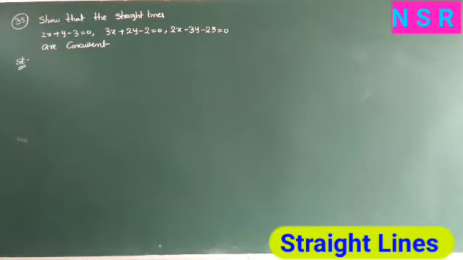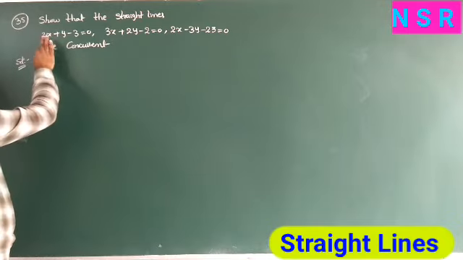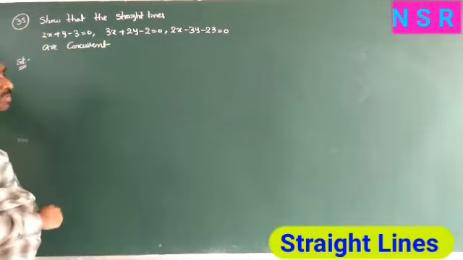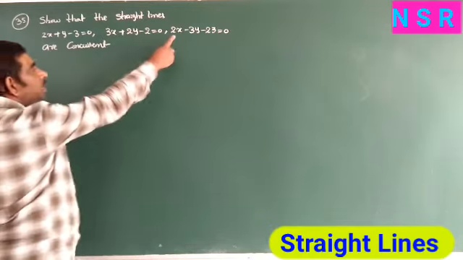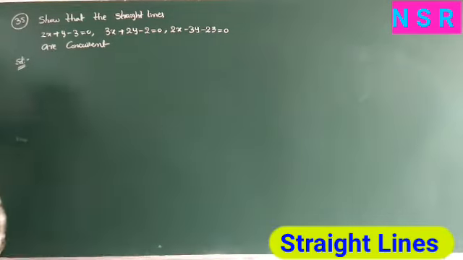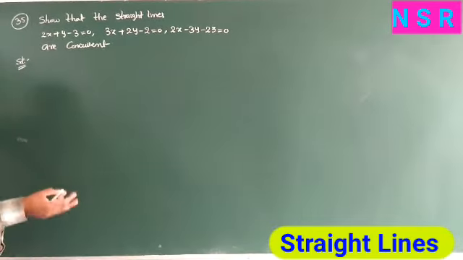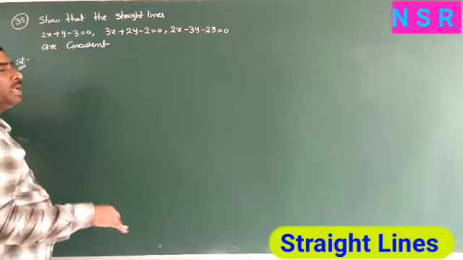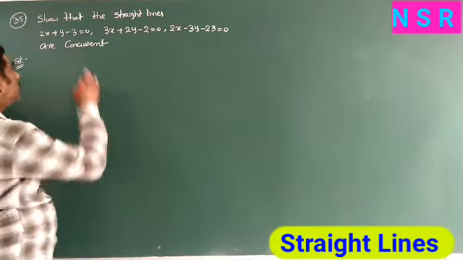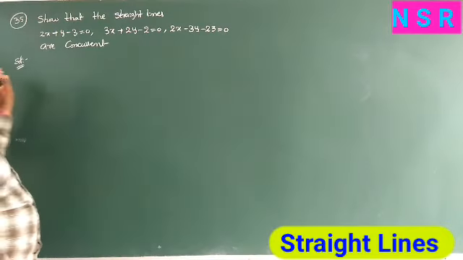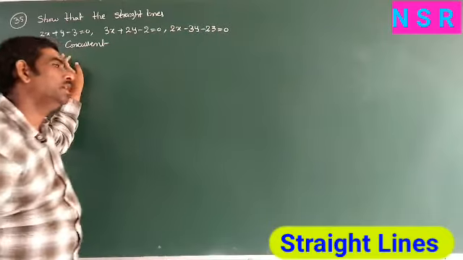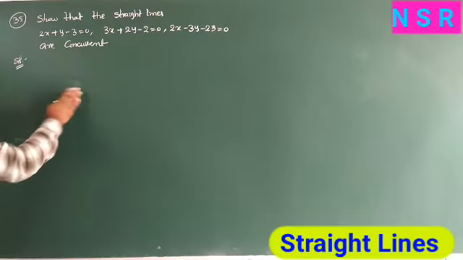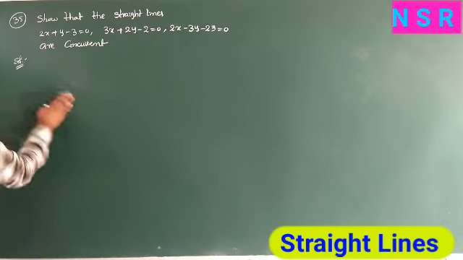So next, question number 35. Show that the straight lines are concurrent. Given a1x plus b1y plus c1 equal to 0, a2x plus b2y plus c2 equal to 0, a3x plus b3y plus c3 equal to 0 are concurrent lines, then the determinant of a1 b1 c1, a2 b2 c2, a3 b3 c3 is equal to 0. Then the given lines are concurrent lines. What is the definition of concurrent lines? Three or more lines passing through one point are called concurrent lines.